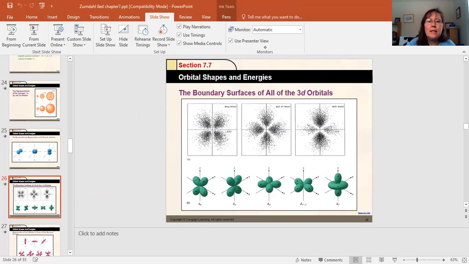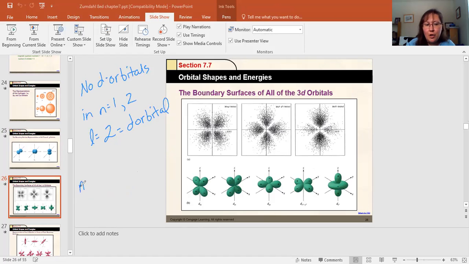Okay, and then here are our d orbitals. Okay, so d orbitals, there are no d orbitals in n equals 1 or 2, and that's because L is equal to 2 for a d orbital.